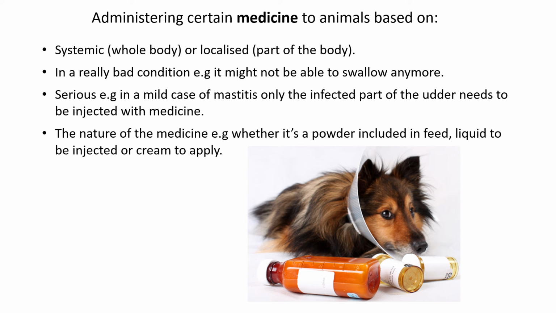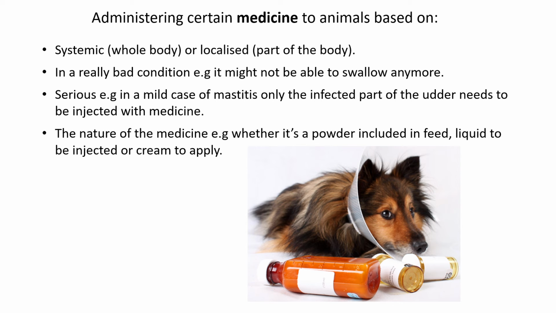Third thing to keep in mind is to see how serious the disease is, because, for example, if the disease is not so serious but it's a mild case, something like mastitis that affects the udder of a cow, only the infected part of the udder needs to be injected with medicine. You don't have to medicate the entire body of the animal or the entire udder. Maybe only one teat is affected, then you just treat that one teat. And fourthly, the nature of the medicine is also important, meaning whether it's a powder that you must put into feed, or a liquid form that you can inject into an animal, or a cream that you can apply to the surface area or the skin area of an animal.